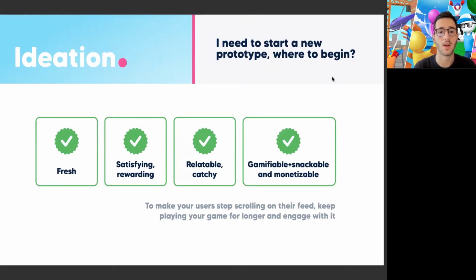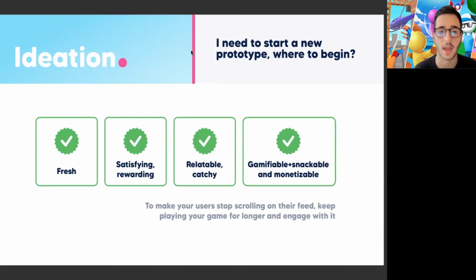Moving on to the ideation, which is a fundamental part of hyper-casual prototyping. You need to start a new prototype, right? And the first question that you're going to ask yourself is where to begin. And I think this is actually a very essential moment of your prototyping, if not the most important, where you want to make sure that you take the right decisions and focus on the right things to increase your chances.